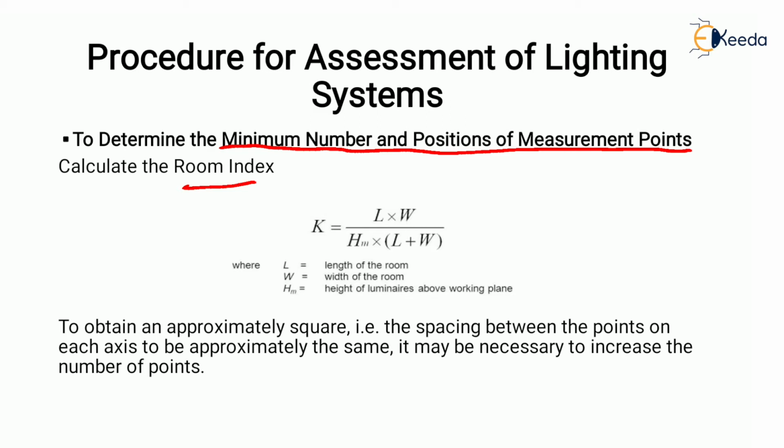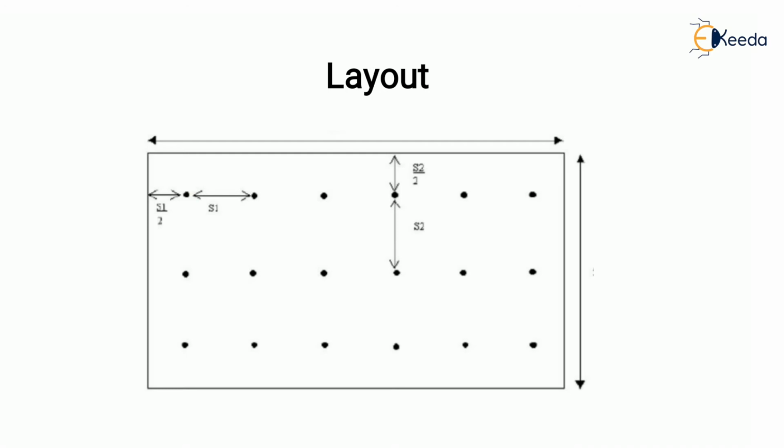So once we calculate the room index, next according to the room index we can get the minimum number of measuring points, and accordingly we can obtain an approximate square, that is the spacing between the points on each axis to be approximately the same, and it may be necessary to increase the number of points. So depending upon that we can increase the number of points. So after getting the minimum number and position of measurement point, we can draw a layout like this.